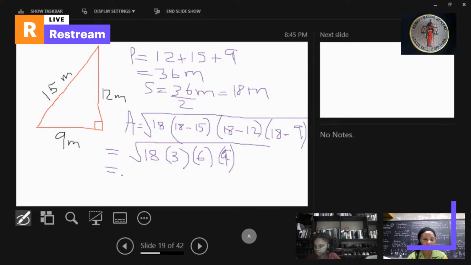Okay, miss. So 3 times 6 times 9, that would give you 162. So 18 times 162, miss, that would give you 2,916. And we find the square root of that, which is 54 meters squared, miss.